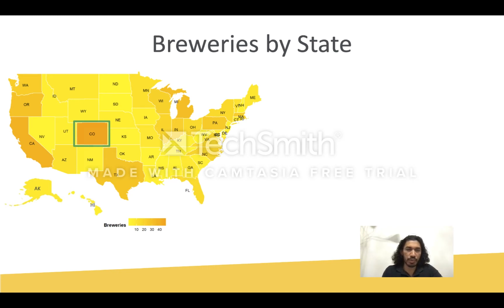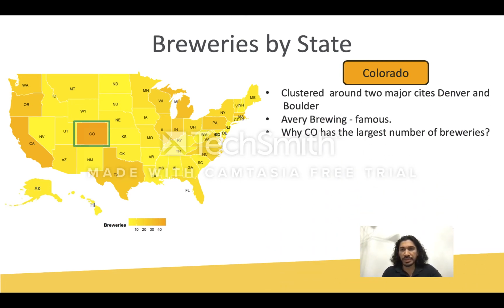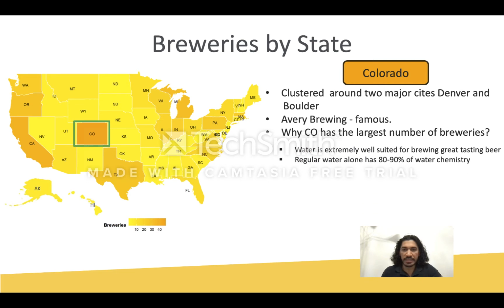As we were doing the analysis of breweries by state, each state has a lot of breweries, but the interesting one here was Colorado, because Colorado has the highest number of breweries, and even within Colorado, the two major cities, Denver and Boulder, have the highest number of breweries. So why does Colorado have the highest number of breweries? It's because of their water quality. The water is extremely suitable for producing great tasting beers.